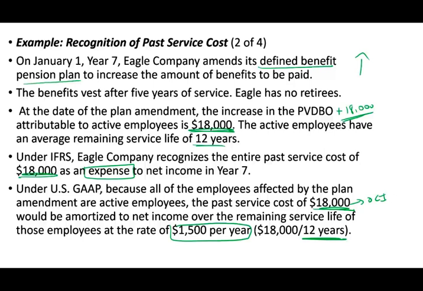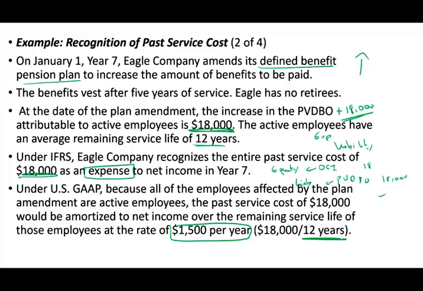Maybe I should give you the entry. It will make more sense. So for $18,000, for IFRS, it's easy. You will debit expense, credit liability, where the liability is the PVDBO. Okay, under US GAAP, what you do is you will debit OCI and credit PVDBO, 18,000. This is an equity account, and this is a liability. Notice nothing went on the balance sheet. Everything went on the balance sheet. Nothing went to the income statement.